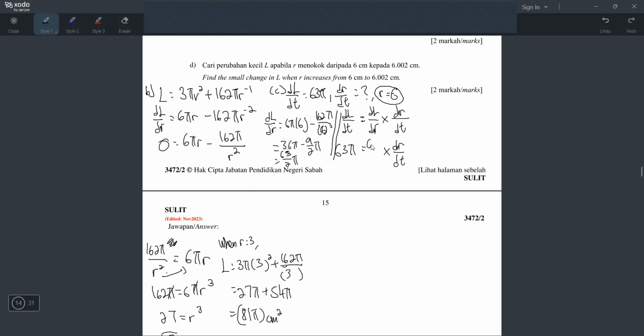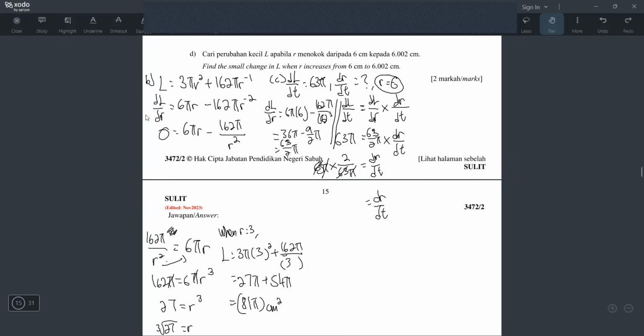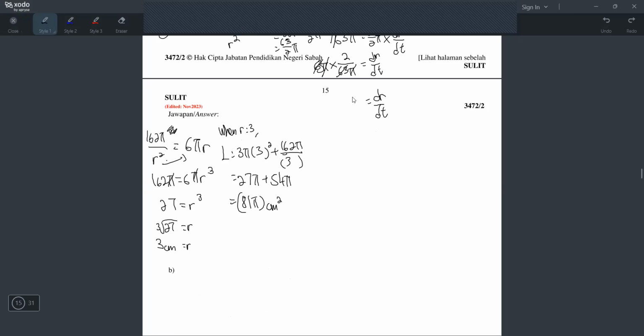So the dL/dr you can put in here, and now you can find your dr/dt, which is 63 pi divided by 63 pi over 2. It means times 2 over 63 pi, right? It means the 2 sitting at the bottom means divide, so divide becomes times, and then the 63 pi on top becomes bottom. Pi and pi can cancel, 63 and 63 can cancel. Now your dr/dt you can find. So what is your dr/dt? It's 2. Okay, but write the unit.